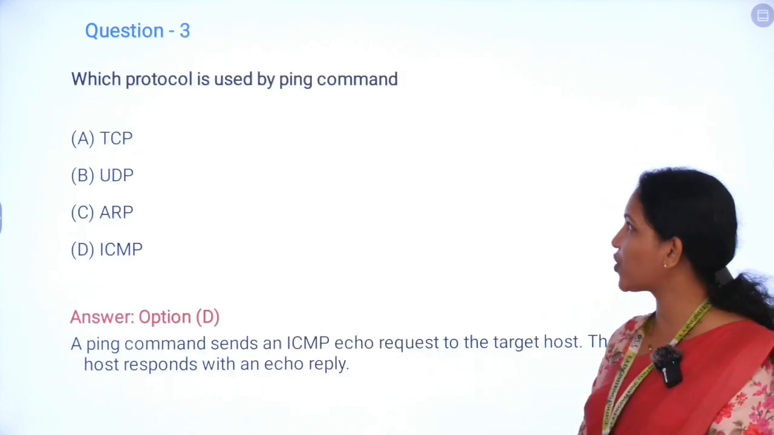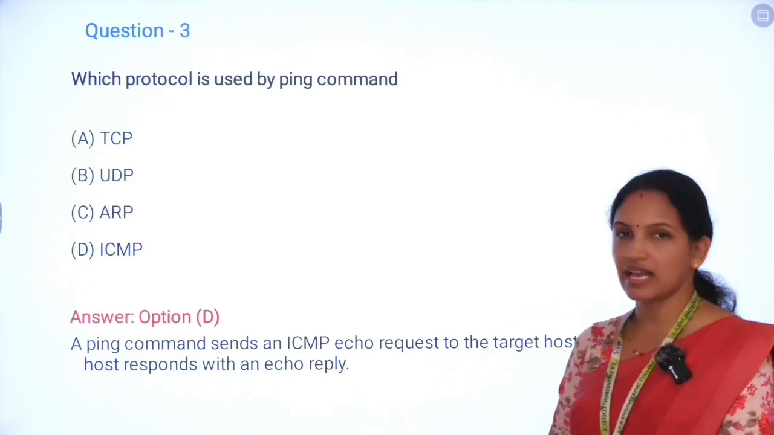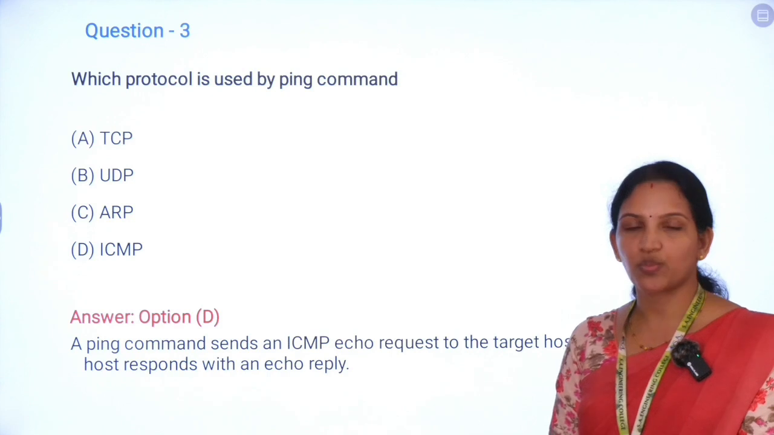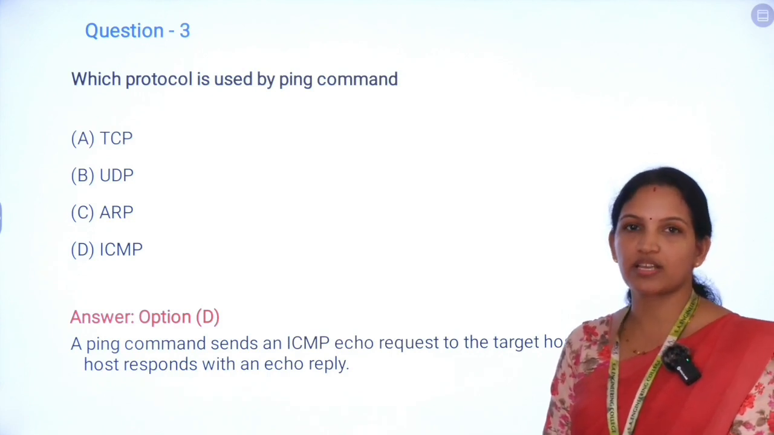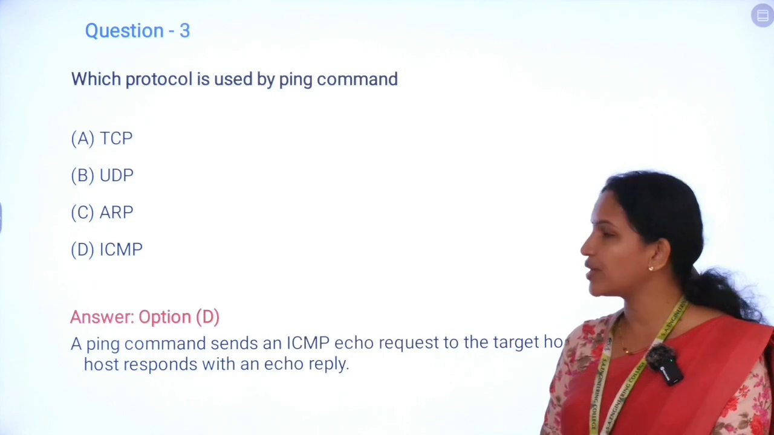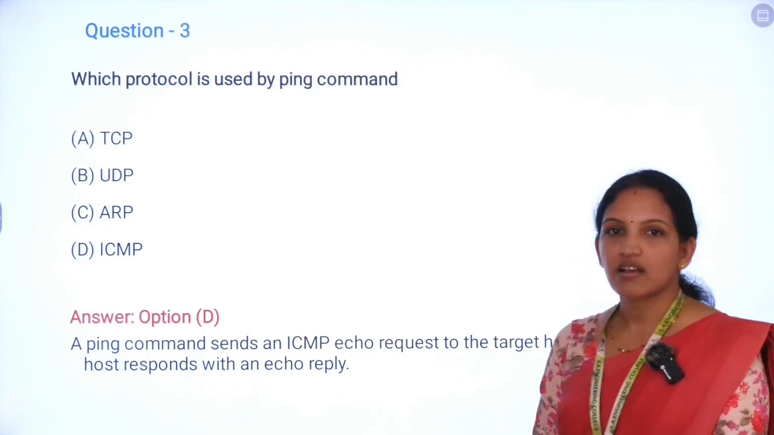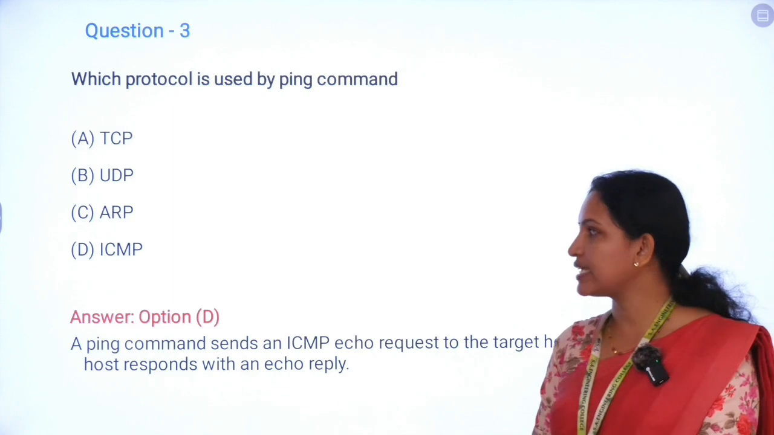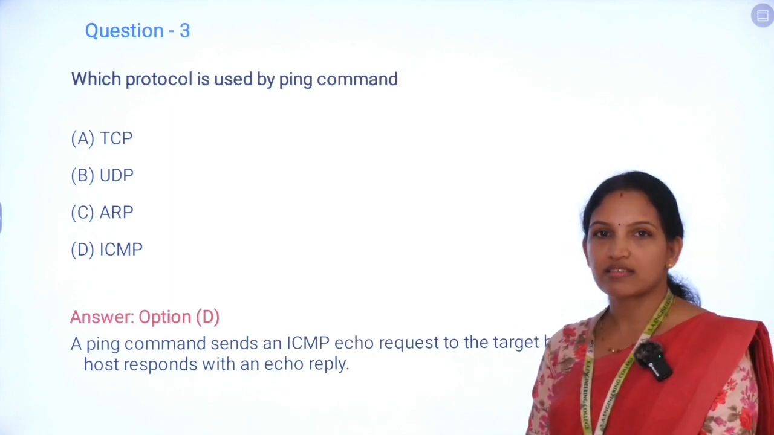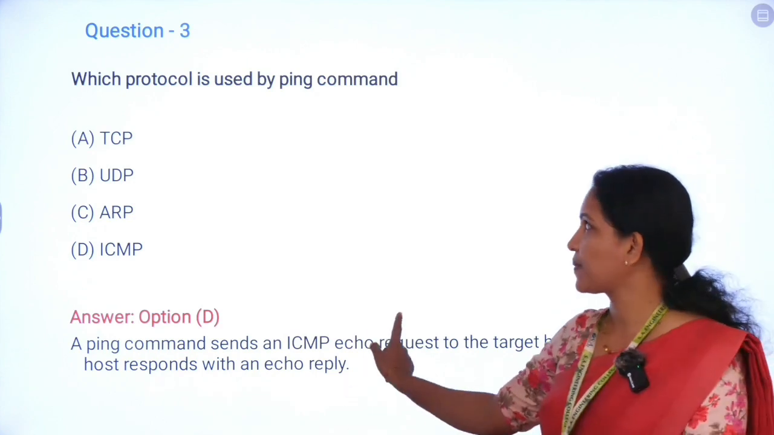Next question, which protocol is used by ping command? TCP, UDP, ARP and ICMP. So ping command, basically it is used to detect whether a machine in the network is active or not, whether it is responding or not. Here TCP and UDP are transport layer protocols, and ARP is the address resolution protocol. So option D is the correct answer, ICMP. ICMP echo request and reply packets can be used to implement ping command.